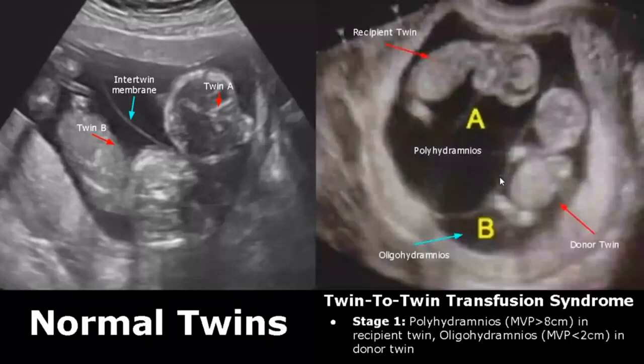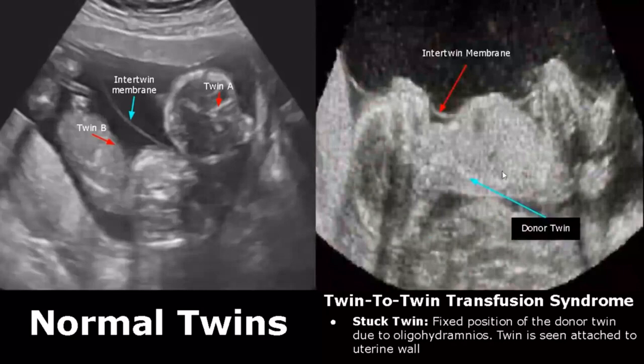Twin-to-twin transfusion syndrome has 5 stages. In stage 1, polyhydramnios is seen in one twin and oligohydramnios is seen in the other twin. The twin suffering from polyhydramnios is the recipient twin, and the twin suffering from oligohydramnios is the donor twin.